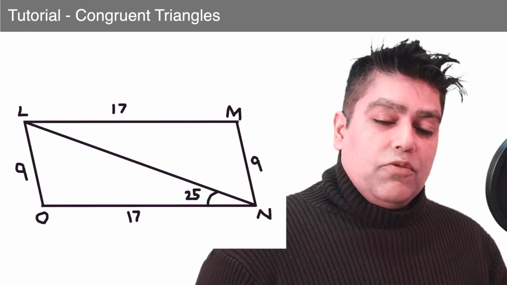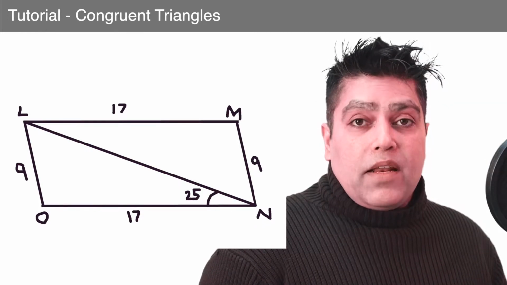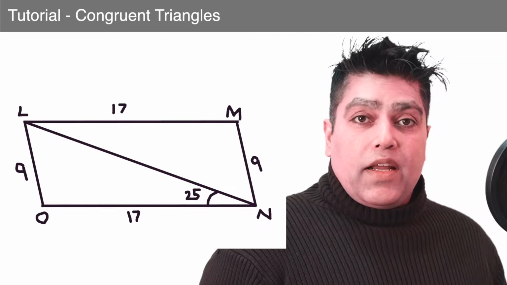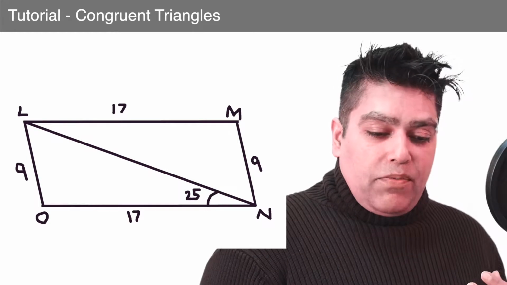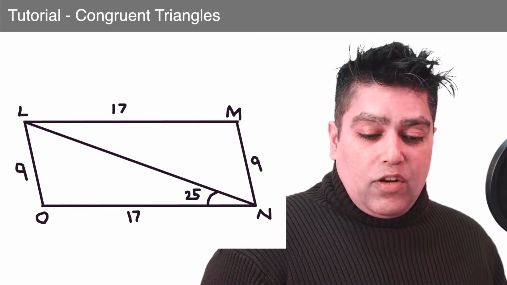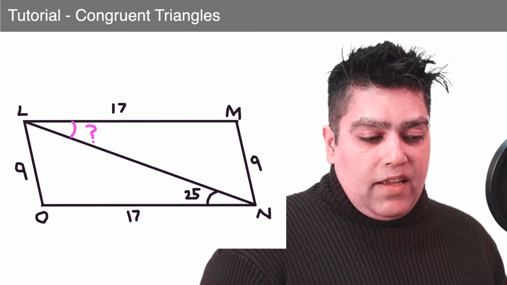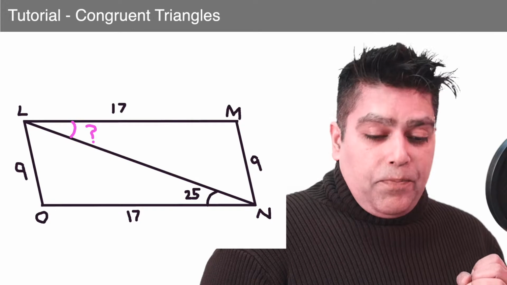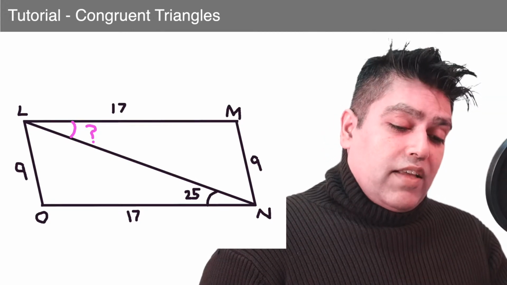In this problem, you've been given this figure LMNO, where LO and MN are 9 centimeters. LM and ON are 17. So what do you do over here? You have been given a 25-degree angle over there. The question here is find angle MLN and explain how you determined its measure. Now what does that mean? What is MLN? So as you can see, we have to find this angle right over here.